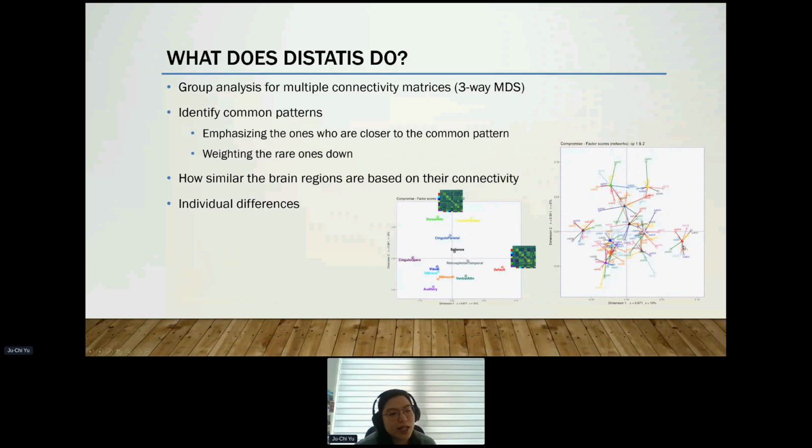And in some cases, you would also see, for example, more variance for some networks as opposed to others. So this also lets you look at individual differences at the same time.